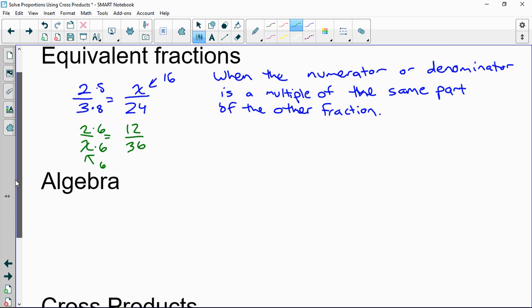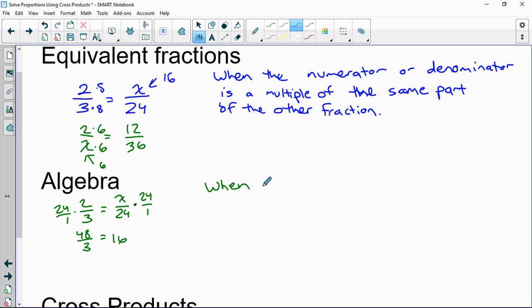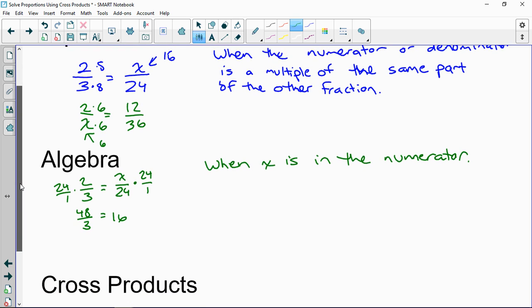So when you use algebra, I could have used algebra in this first one. I don't think I would have liked to, necessarily. I could multiply by 24 on both sides, and I would get 48 over 3, which is 16. I would get the same answer. Algebra works when the x is in the numerator. You might not want to use it, but it works best, easiest to do when x is in the numerator.